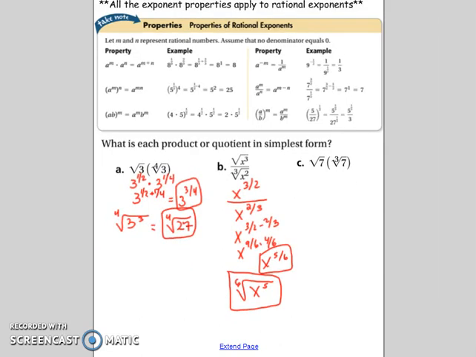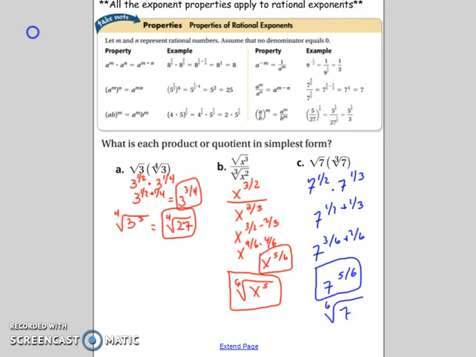Okay, and in the last example, again, let's rewrite them. So 7 to the 1/2 times 7 to the 1/3. The bases are the same, so we're going to have 7 to the 1/2 plus 1/3. So again, common denominators. So we're going to have 7 to the 3/6 plus 2/6. So 7 to the 5/6. And if you wanted to rewrite it, you could rewrite it as the 6th root of 7 to the 5th. And then you can actually do 7 to the 5th, 16807. Okay, so both would be acceptable answers.